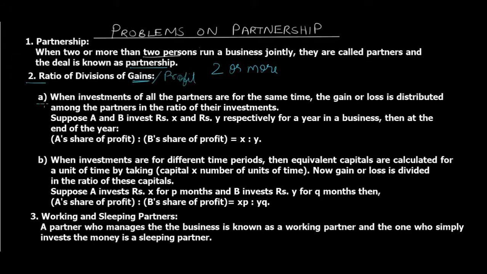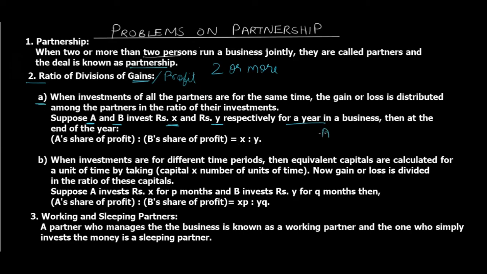Let's read out point number A. When investments of all partners are for the same time, the gain or loss is distributed among the partners in the ratio of their investment. What this means is, suppose there are two people A and B and they invest X rupees and Y rupees. These rupees can be dollars or any other currency depending on where you're watching this video. If A is investing X rupees and B is investing Y rupees, and they are investing for an equal amount of time, that is for a year, then at the end of the year, the profit they get from their business is going to be shared in the same ratio as their investment. So A's share of profit to B's share of profit is equal to X is to Y.